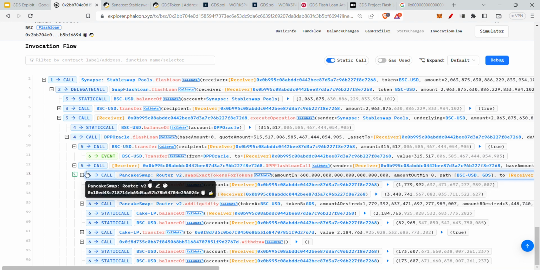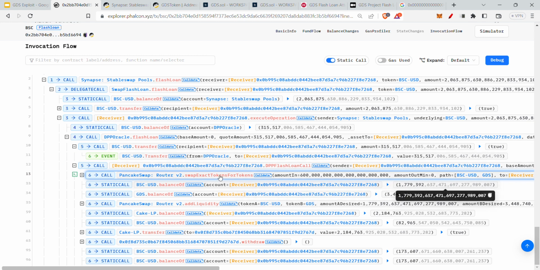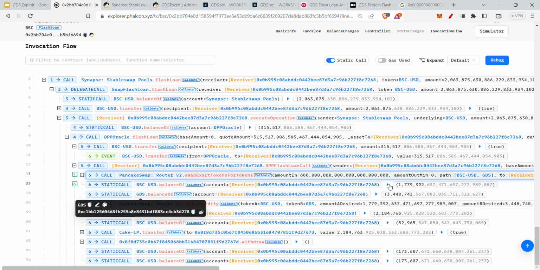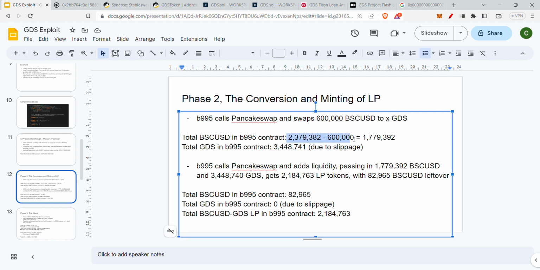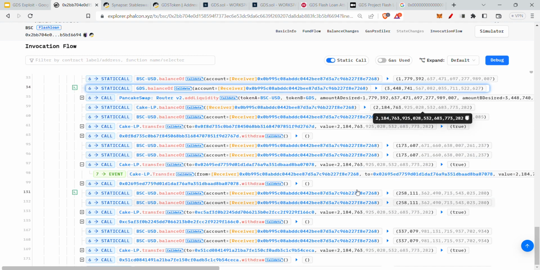After this swap happens, this B995 contract has 1.7 million BSC USD and 3.4 million GDS. How is it 1.7 million? It's pretty simple. It's because his original flash loan minus 600,000, which he swaps away, becomes 1.7 million. And now the total GDS in the B995 contract is 3.4 million. Right, you see here, 3.4 million.